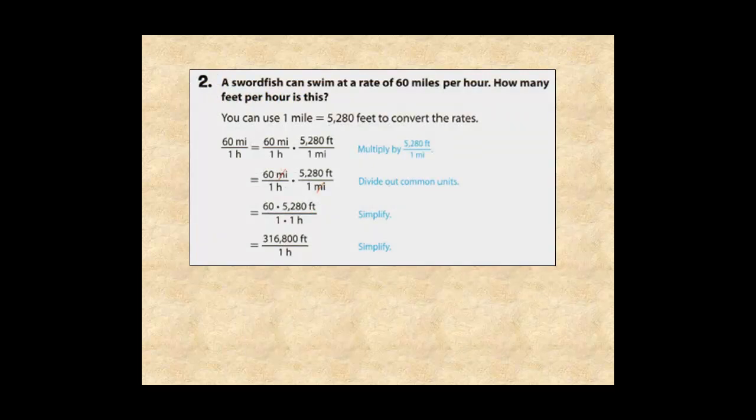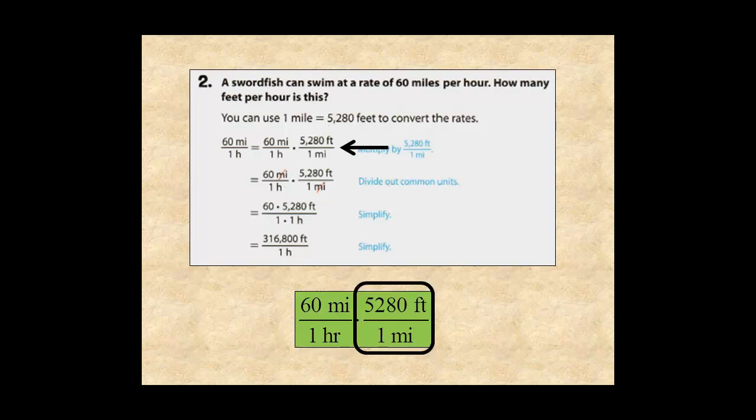In example 2, to convert from miles to feet, multiply by 5,280 feet over 1 mile. Cross-cancel miles, multiply, and you have the equivalent rate in feet per hour instead of miles per hour.